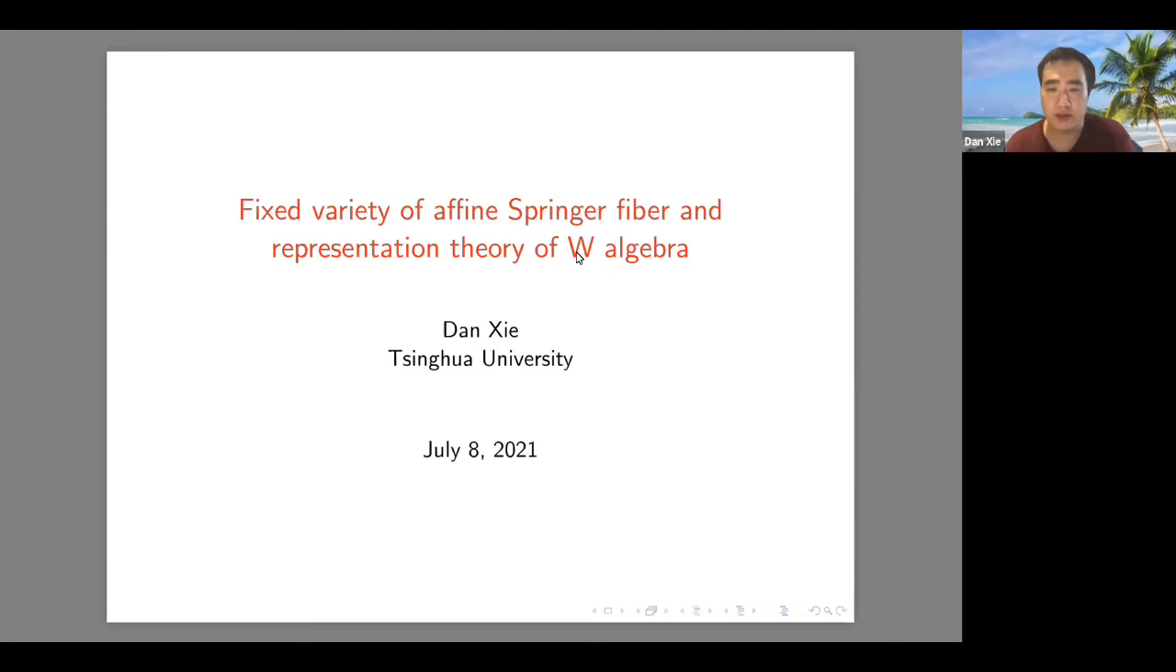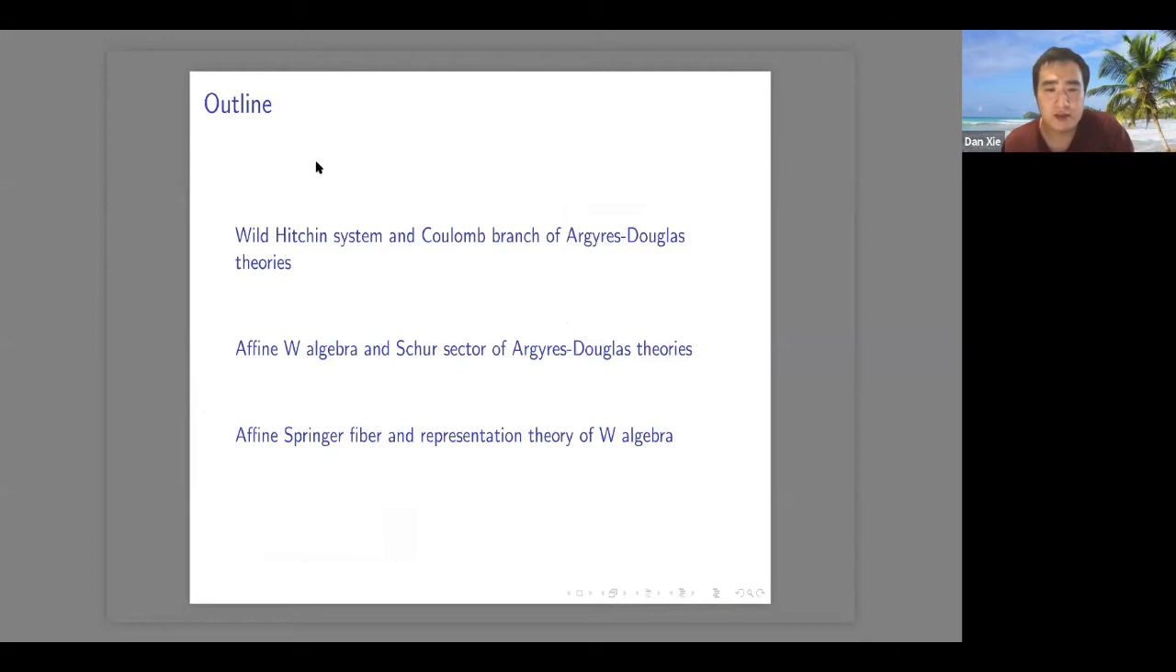So first, this talk will be divided into three parts. The first part is on the relation between wild Hessian system and the Coulomb branch of so-called Rutgers Douglas series. In the second part, I will talk about the so-called affine double algebra and the sure sector of Rutgers Douglas series. In the third part, I will talk about the relation between affine spin fiber and the representation theory of double algebra.